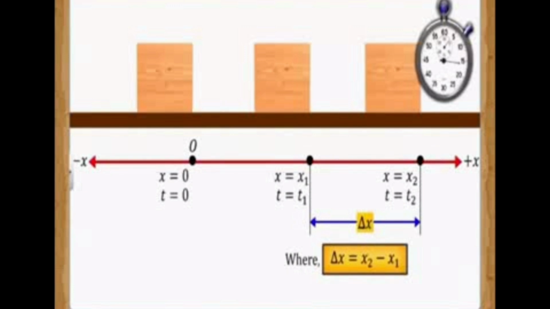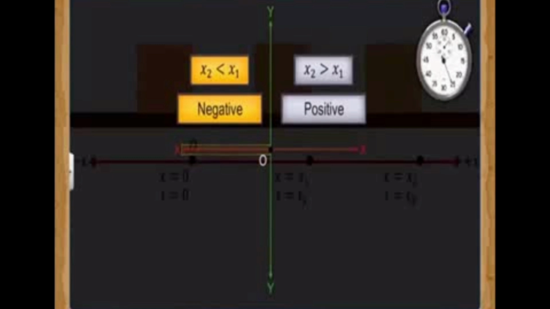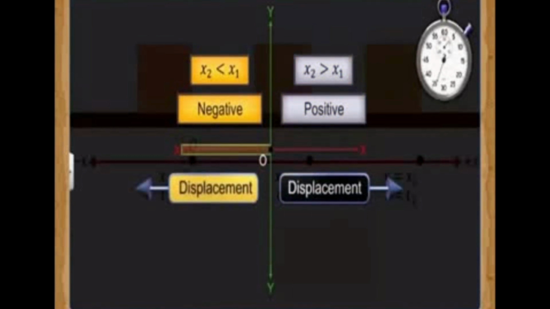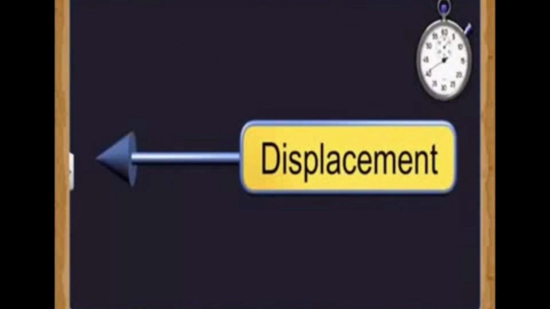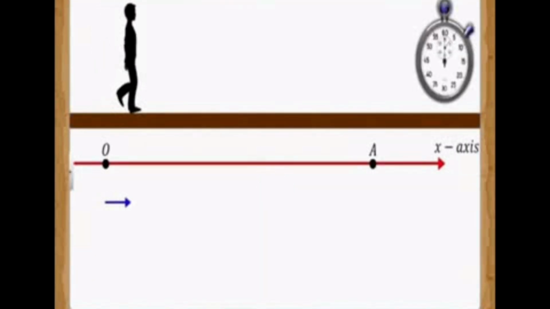Delta x is the change in displacement, x2 minus x1. Delta means change. Positive means that x2 is greater than x1. If x1 is greater, that is a negative value. So depending on that, the displacement indicates the direction, whether it is positive or negative. Positive means the positive side, negative means the negative side. So the magnitude depends on that value. The arrow mark indicates the direction, and the length of the arrow indicates the magnitude.